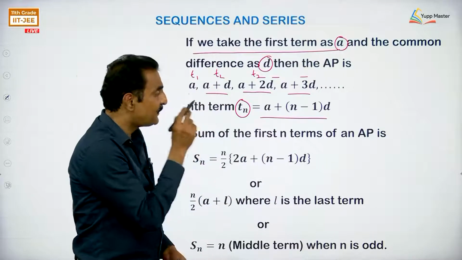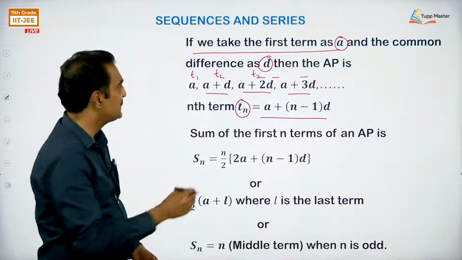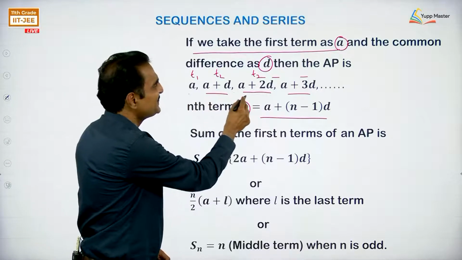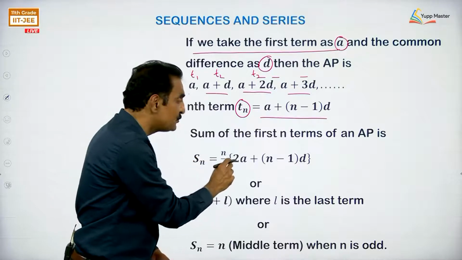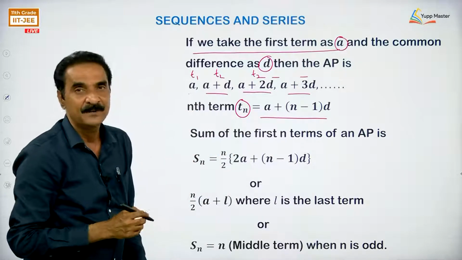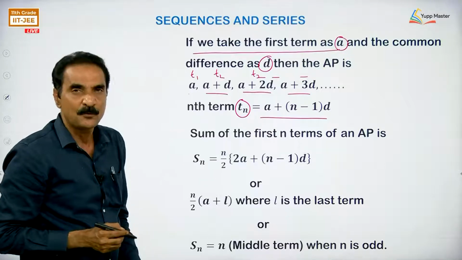Now the sum of the first n terms of the AP, that is a plus a plus d plus a plus 2d plus a plus 3d and so on, is equal to n by 2 into 2a plus n minus 1 into d. Quickly I will explain the proof also.